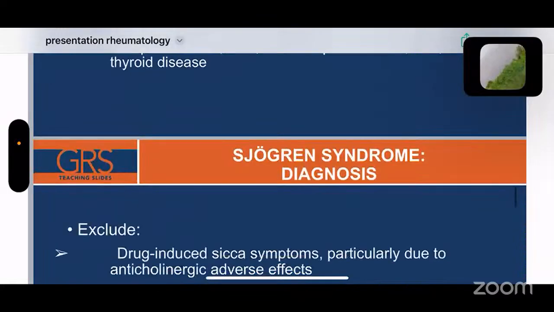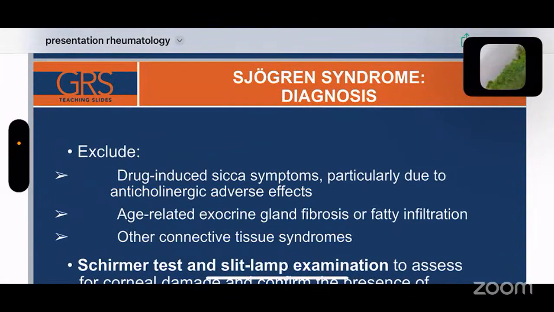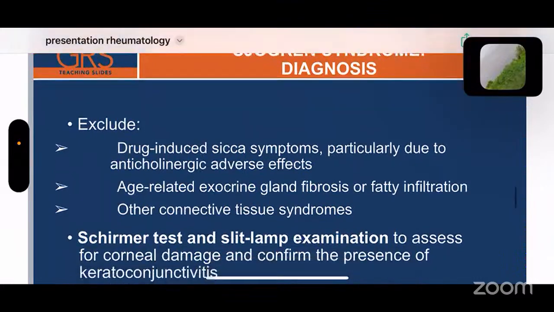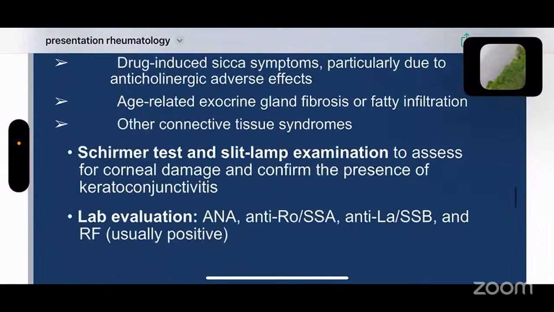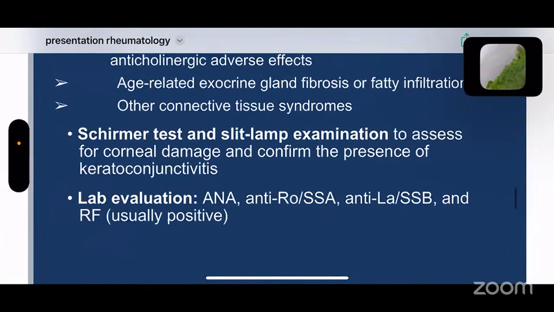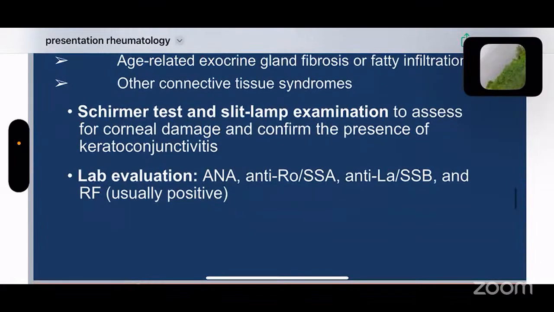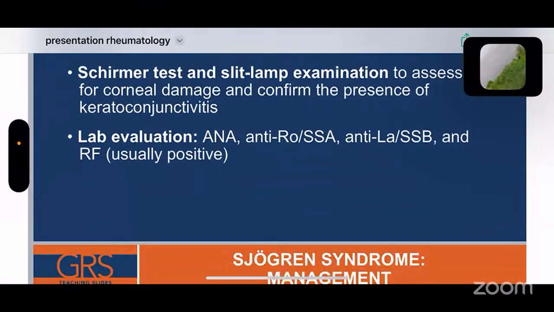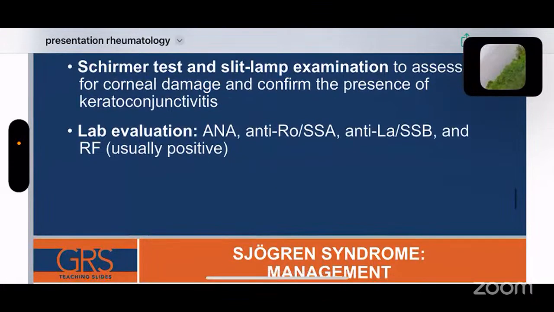First of all, we must put in our mind to exclude the drug-induced symptoms, particularly anticholinergic drugs and their anticholinergic side effects, age-related exocrine gland fibrosis or fatty infiltration, and other connective tissue syndromes. In the investigation, we usually use the Schirmer test and slit lamp examination to assess for corneal damage and confirm the presence of keratoconjunctivitis. And the investigation, we will start with a routine investigation: CBC, RFT, LFT, and so on.